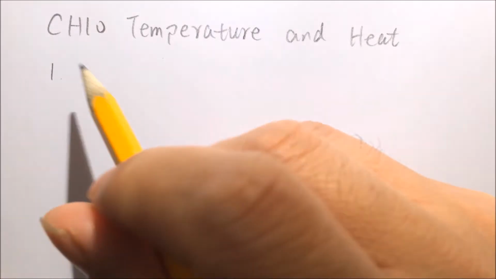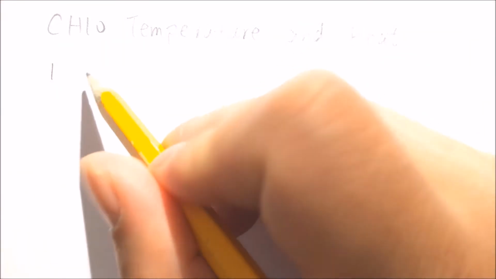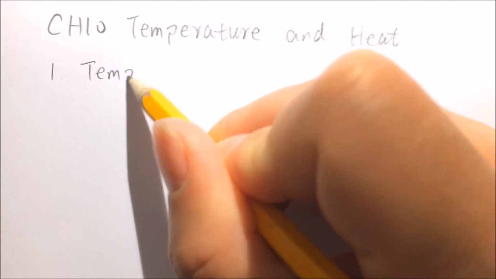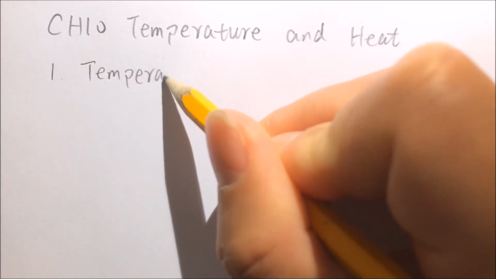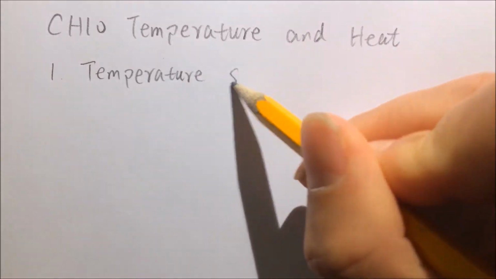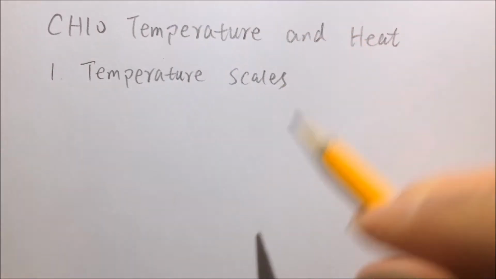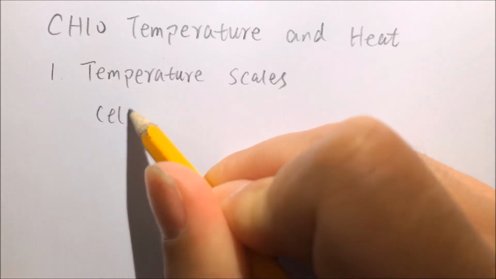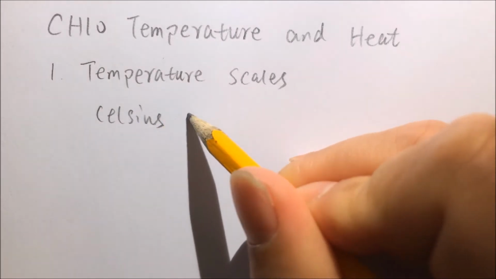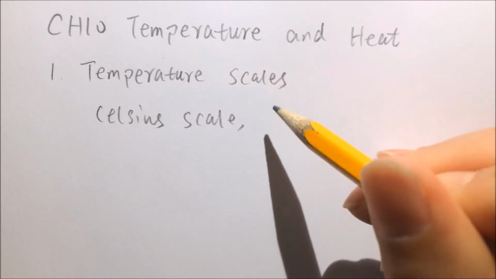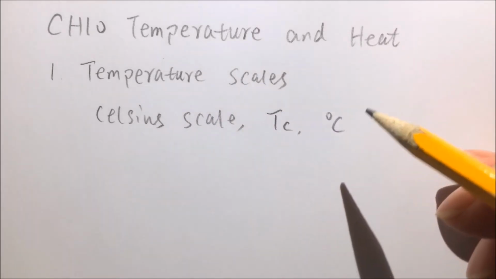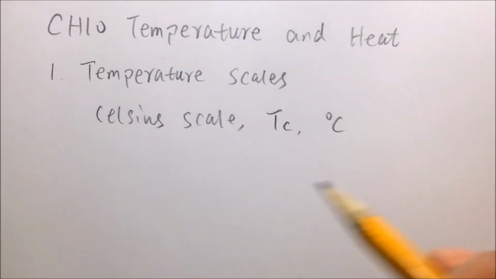Today we come to chapter 10, temperature and heat. First, let's review the three temperature scales. We have learned temperature in Celsius, it's symbolized by TC and using the Celsius degree as a unit.